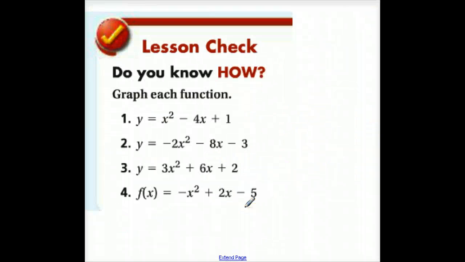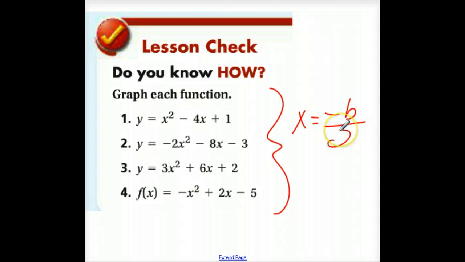That brings us to our lesson check. Graph all 4 of these functions. Don't forget to find the axis of symmetry with negative b over 2a. And then your vertex, find a couple more points, use the axis of symmetry to bring your points to the other side, and you have your parabola. Good luck.